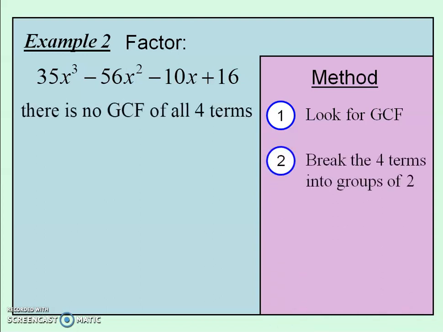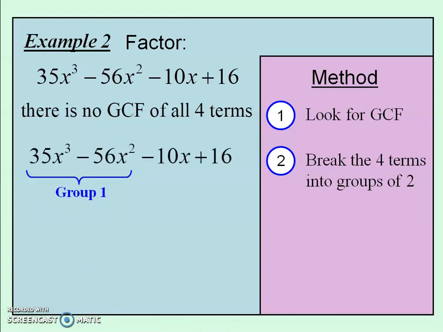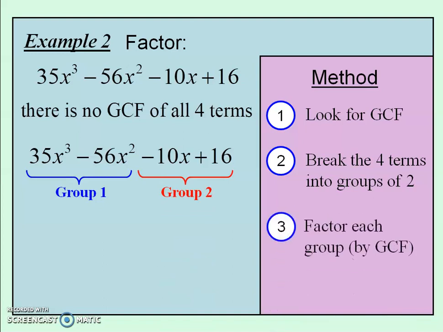Step 2 is to break this up into 2 groups. So if you want to, again, pause and think about how you want to group them, go ahead. In this example, I grouped them again, the first 2 together and the last 2 together, and it won't always be like that, but in this case, that grouping will work. When I factor out each group, again, if you want to pause and give that a try, I'll take out the GCF from each group, and here, this is what I get.